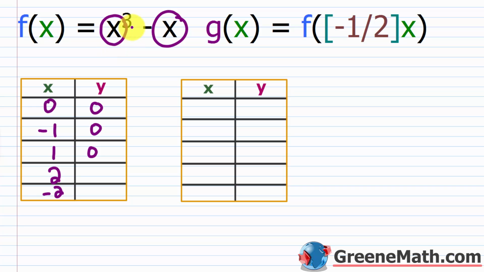2 cubed is 8. Then minus 2 would be 6. So this would be 6 here. And then -2 cubed would be -8. And then minus the -2 would be +2. So this would be -6 here.